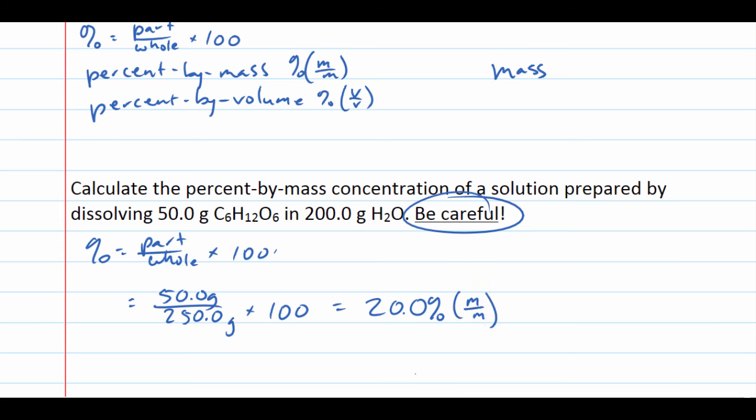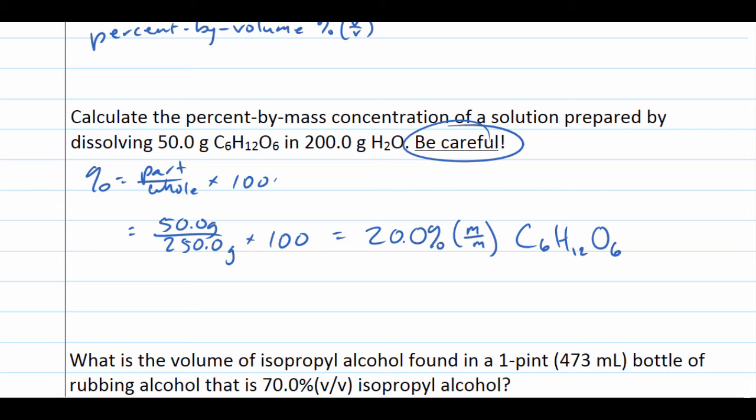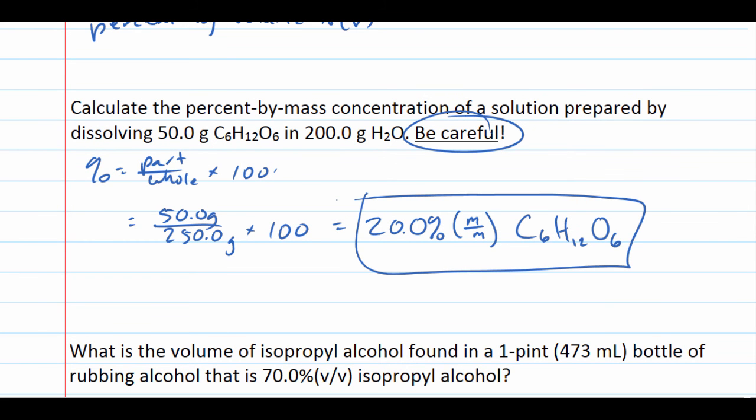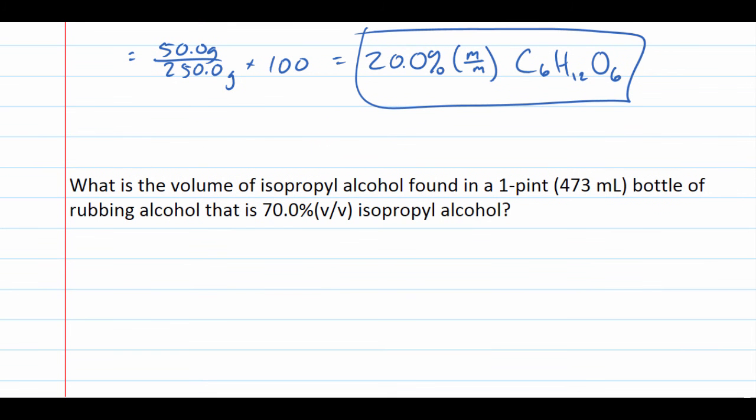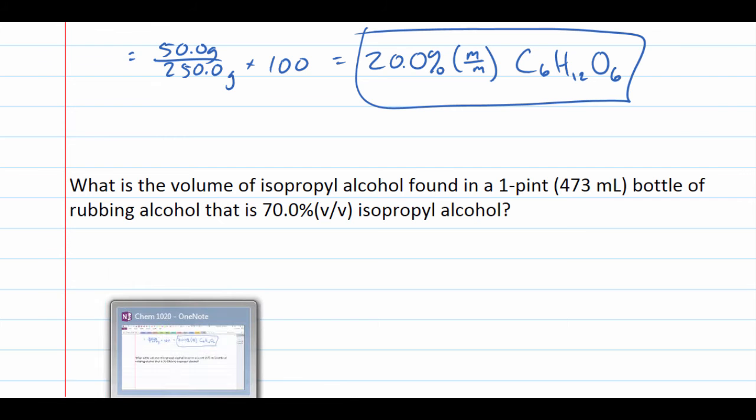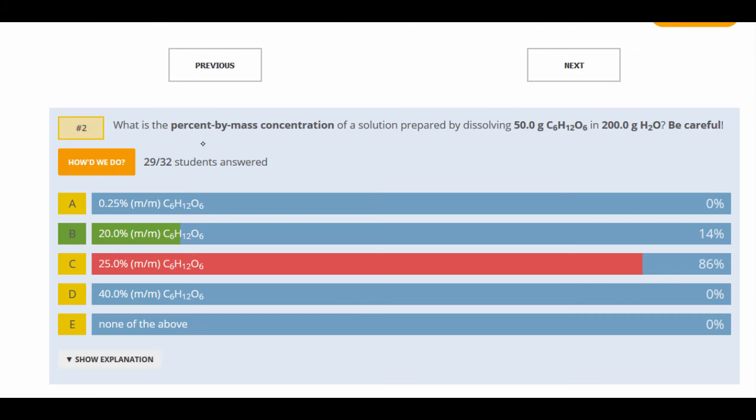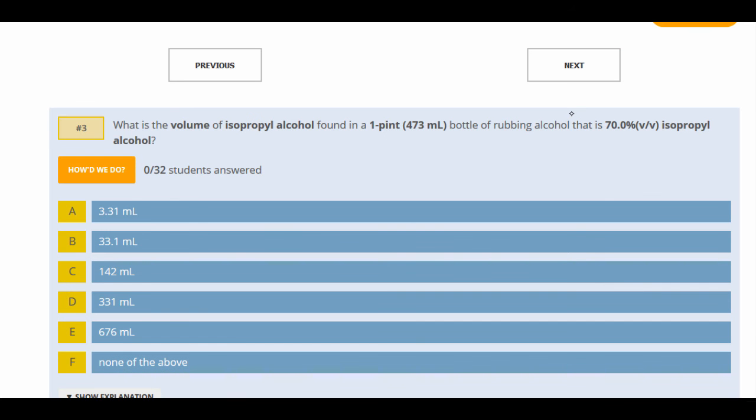If it's a percent by volume, it's a V over V. And then we'd say it's C6H12O6 for the solute. Any questions on that one? All right, next one here. You are to calculate the volume of isopropyl alcohol in a 1 pint bottle of rubbing alcohol that is 70% by volume isopropyl alcohol. So what is the volume of isopropyl alcohol found in 1 pint?